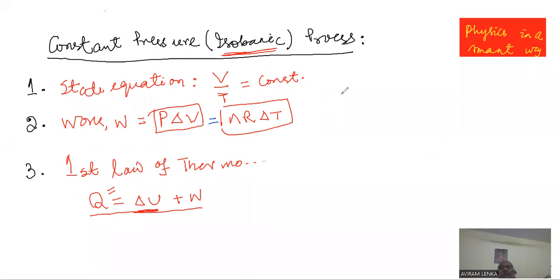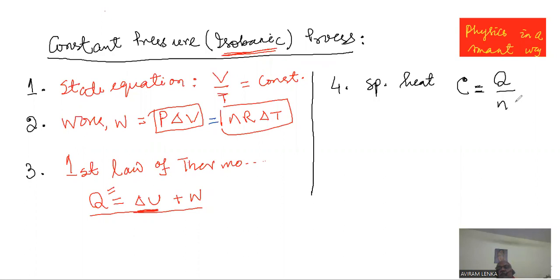Specific heat, specific heat. C, as we know before, C equal to Q by n delta T. Heat absorbed or heat released by the number of moles and the change of temperature.